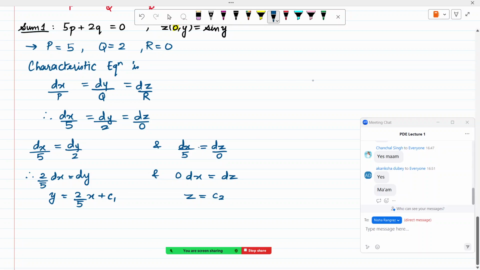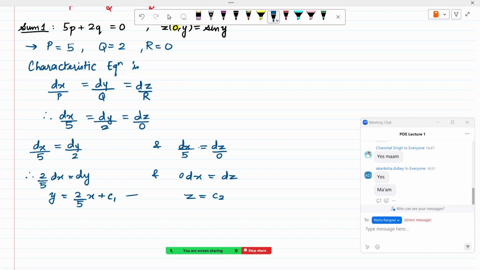Ma'am, in the second last step, 0 dx is equal to 5 times dz, right? But then I can have 0 divided by 5 also, right? Correct. So 0 divided by 5 will become 0. Instead of dealing with numbers on both sides, I've just kept it on one side. You can obviously deal with both sides as well, no problem. I hope this is clear. Any doubts so far?